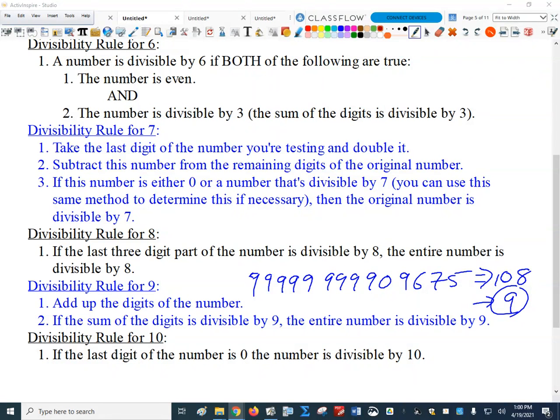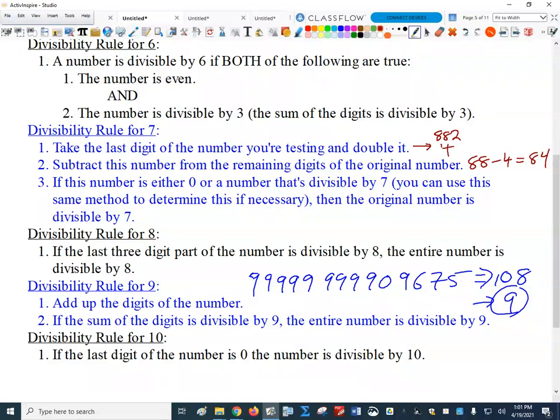So what if I want to test something like 882? I want to know if 7 divides into 882. What are my rules? Take the last digit and double it. What's the last digit? 2. Double it, I get 4. I'm going to subtract that from the other digits, 88. So 88 minus 4 is 84. So is that number divisible by 7?